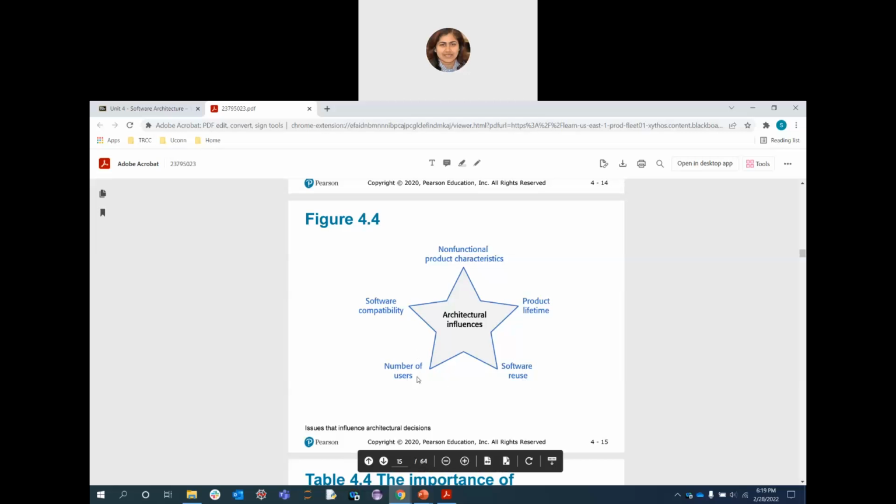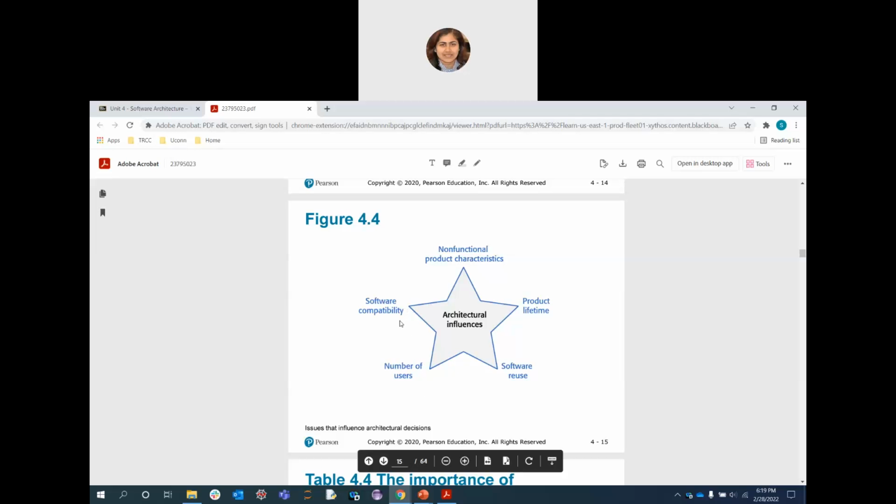Number of users. If you are developing customer software delivered over the internet, the number of users can change very quickly. This can lead to serious performance degradation unless you design your architecture so that your system can be quickly scaled up and down. Hope you can relate to this scenario.